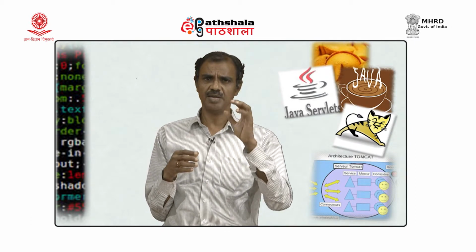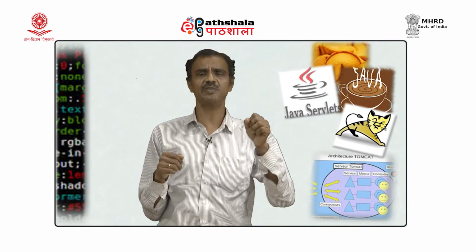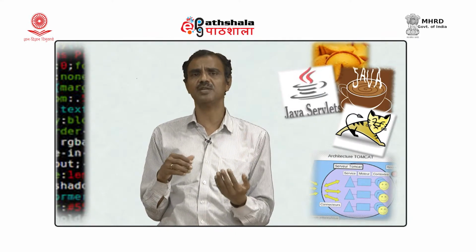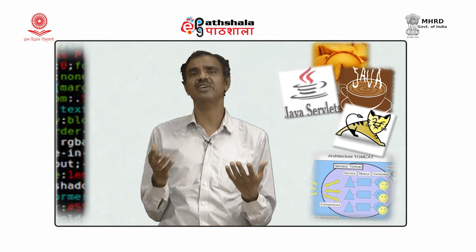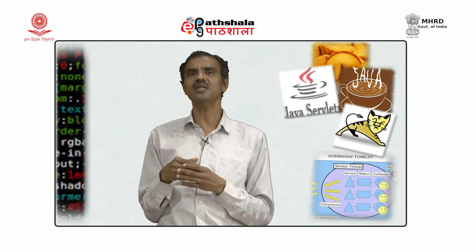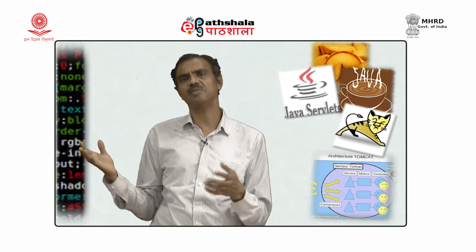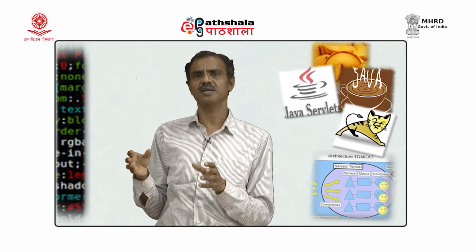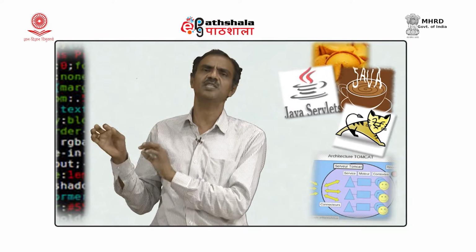Because in resource bundle, we ultimately see there will be a task: the user has a preference of a particular locale, and I need to pick up the particular resource bundle for him. That task is made simpler by a static method available in the resource bundle class. There is a static method called getBundle, which can take as parameter a string, which is nothing but the base name. Give a base name, and as a second parameter you can pass a locale object, and it gives me the resource bundle for this base name which fits this particular locale.